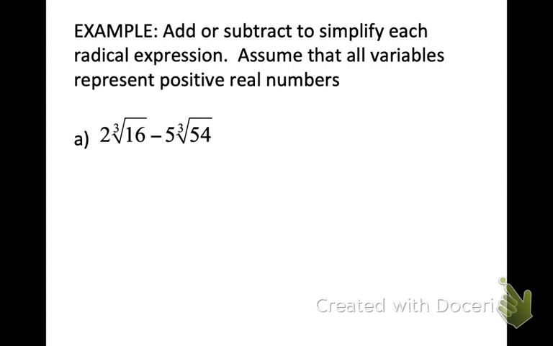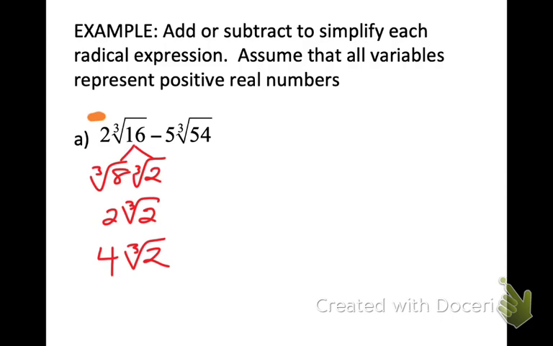All right, so 2 cube root of 16 minus 5 cube roots of 54. I've got a cube root, check, check. I do not have the same radicand, so let's try simplifying. What's the largest perfect cube that goes into 16? 8 times 2. So now we have a cube root of 8 times the cube root of 2. So that goes to 2 cube roots of 2, but originally we started out with 2 of them, which means I would multiply to get 4 cube roots of 2.